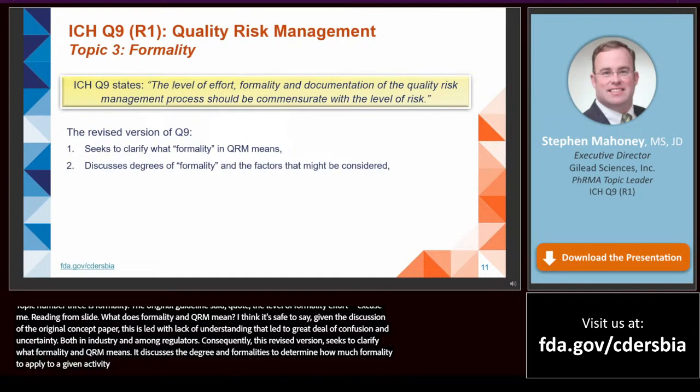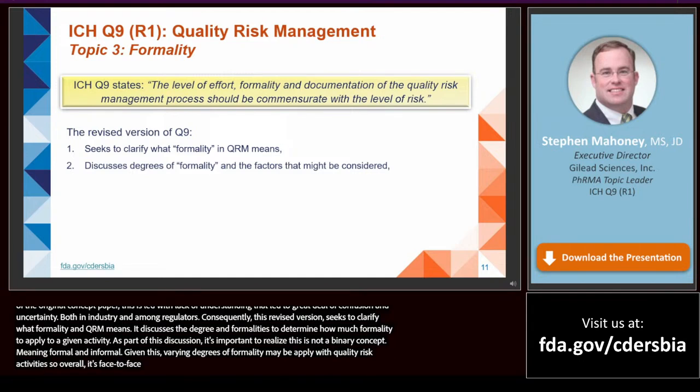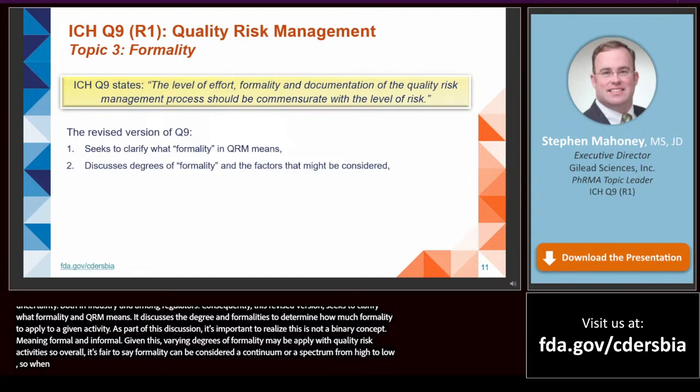As part of this discussion on degrees of formality, it's important to realize that formality in quality risk management is not a binary concept, meaning formal and informal. Given this, varying degrees of formality may be applied during quality risk management activities. So overall, it's fair to say that formality can be considered a continuum or a spectrum from high to low. So when I think of degrees of formality, I immediately think of continuum.